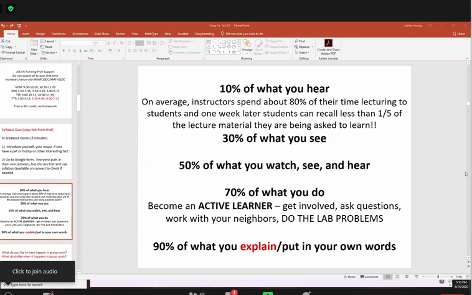Right, that's 30% of what? 30% of what you see. That's perfect. So 10% of what you just hear, 30% of what you see, 50% of what you watch, see, and hear. And then I'm going to switch over to Eli. Go ahead and read from the 70%. 70% of what you do to become an active learner. Get involved, ask questions, work with your neighbors. Do the lab problem. 90% of what you explain or put into your own words.